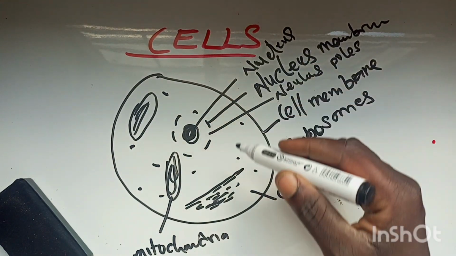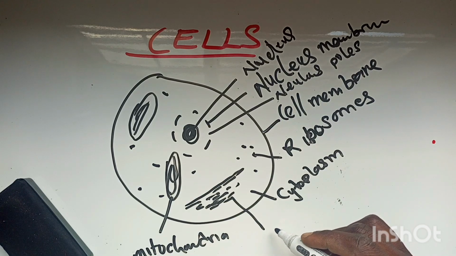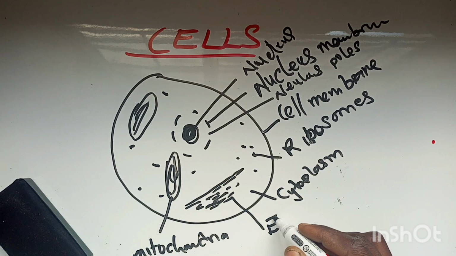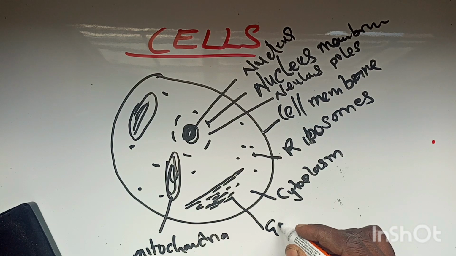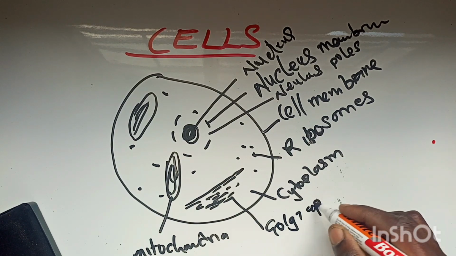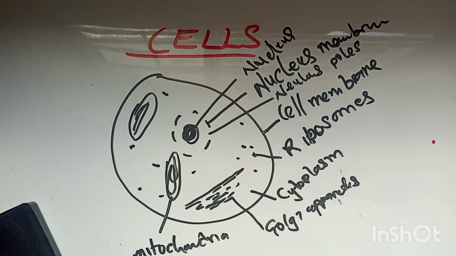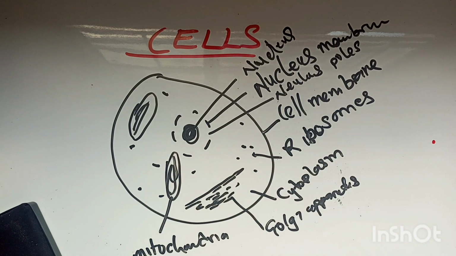Okay, what else? We have the Golgi apparatus. Golgi apparatus. My space here, I think these are enough. So all these are what is found inside the animal cell.